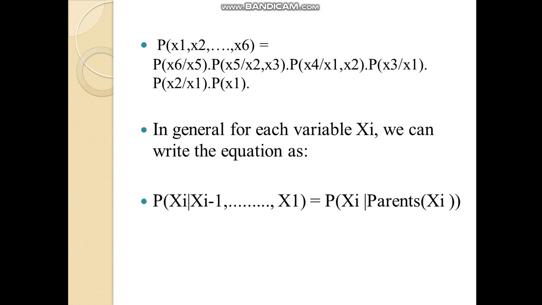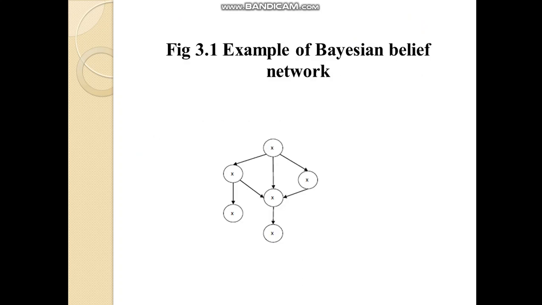The general form for each variable xi can be written as P of xi given xi minus 1 up to x1 equals P of xi given parents of xi. This is an example of a Bayesian belief network.